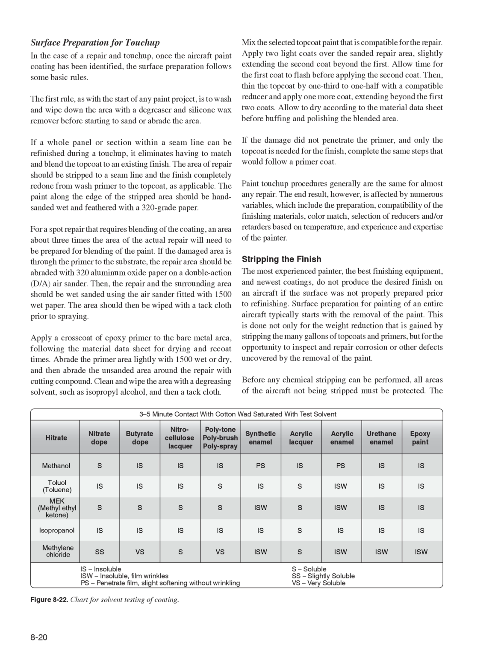Mix the selected top coat paint that is compatible for the repair. Apply 2 light coats over the sanded repair area, slightly extending the second coat beyond the first. Allow time for the first coat to flash before applying the second coat. Then, thin the top coat by 1/3 to 1/2 with a compatible reducer and apply one more coat, extending beyond the first 2 coats. Allow to dry according to the material data sheet before buffing and polishing the blended area.